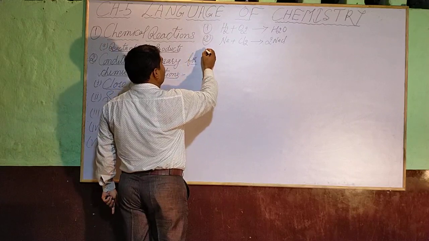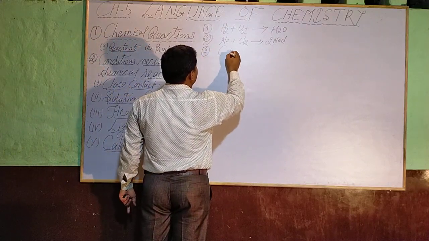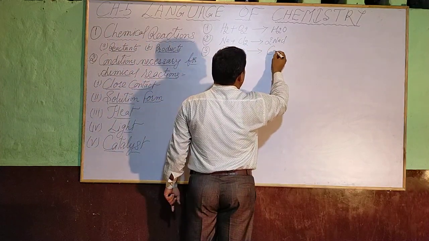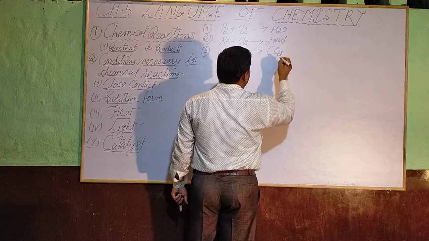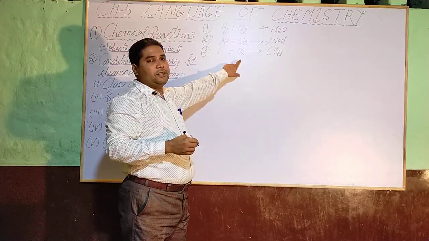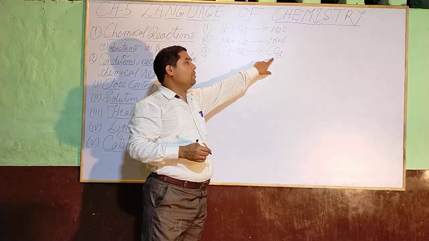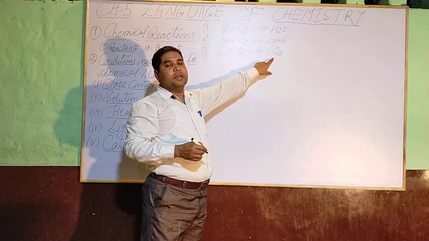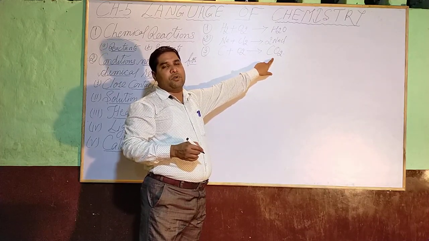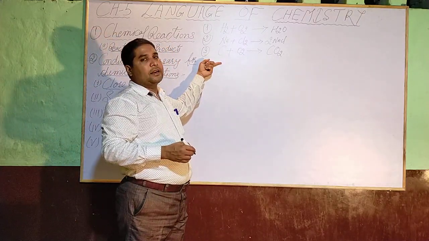Let us see one more example. Carbon combines with oxygen and forms carbon dioxide. Carbon dioxide means carbon combines with oxygen, or reacts with oxygen, and forms a new product, carbon dioxide, and carbon dioxide is a product formed after the chemical reaction of oxygen and carbon.